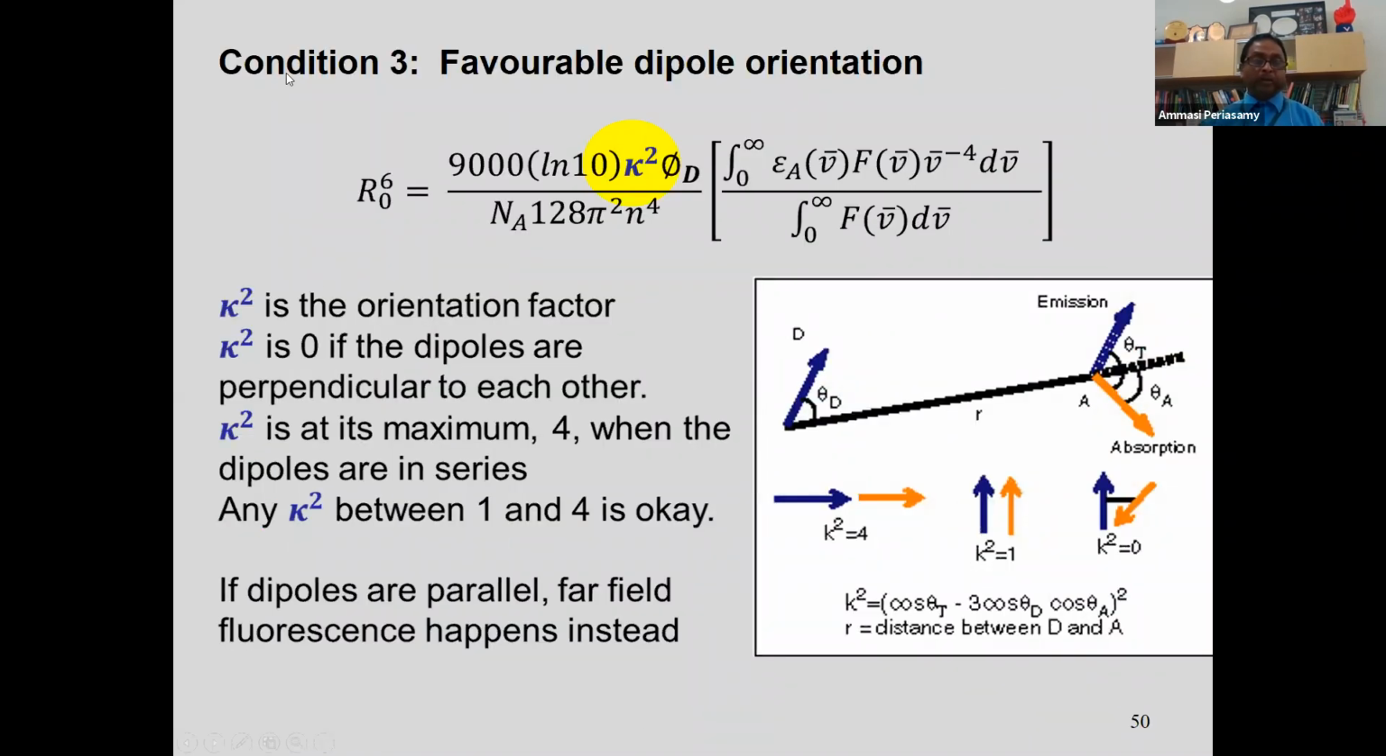Förster derived an equation where you can see kappa squared involved, and this value is the orientation factor. Kappa squared is 0 when the dipoles are perpendicular, and at the maximum it is 4, when the dipoles are in series. Any kappa squared between 1 and 4 will be okay for FRET. So what's the dipole moment?